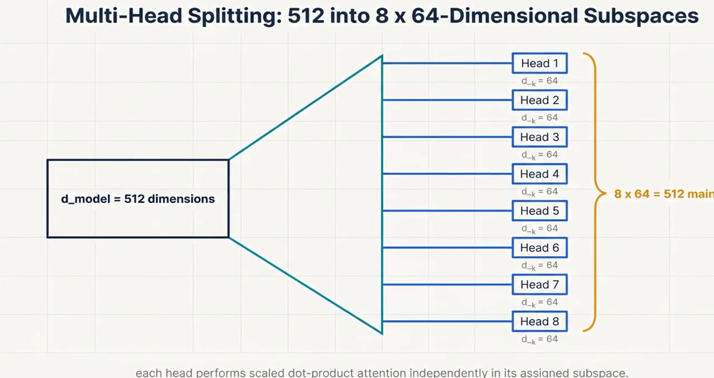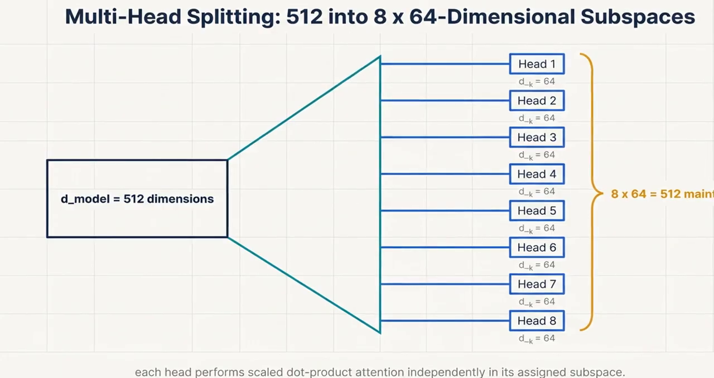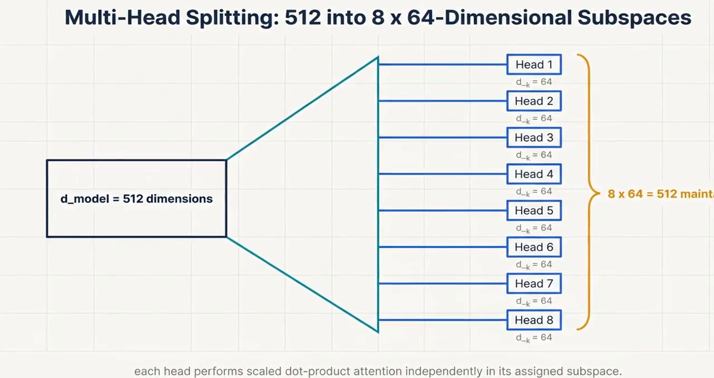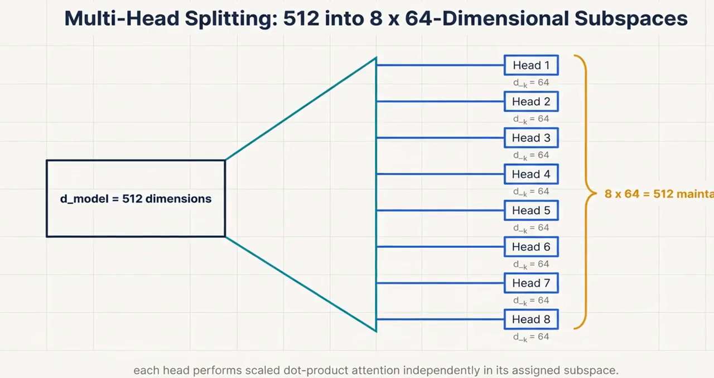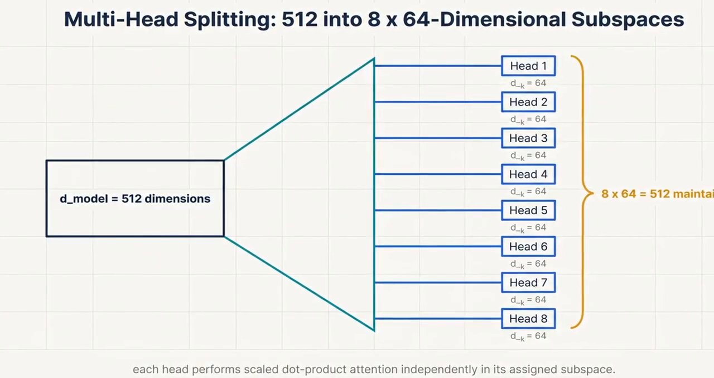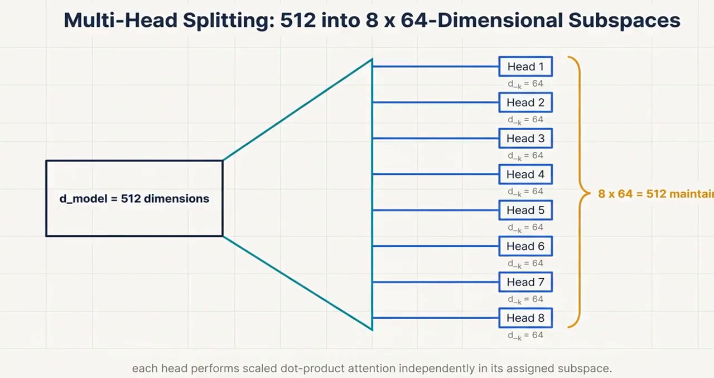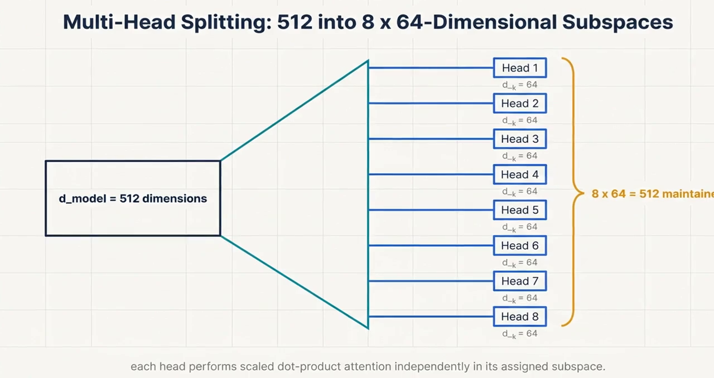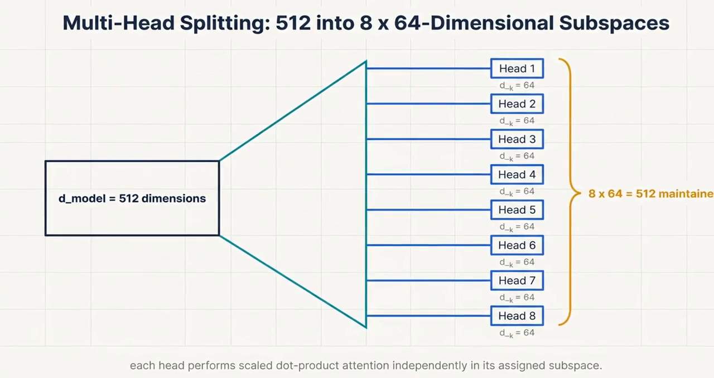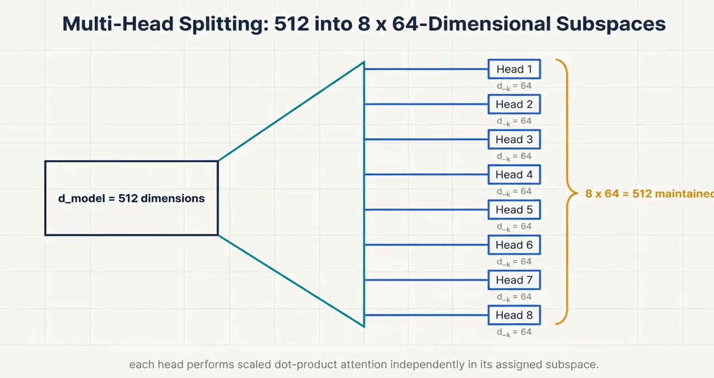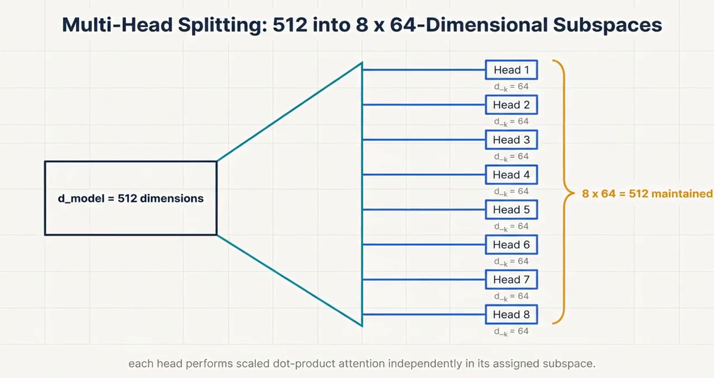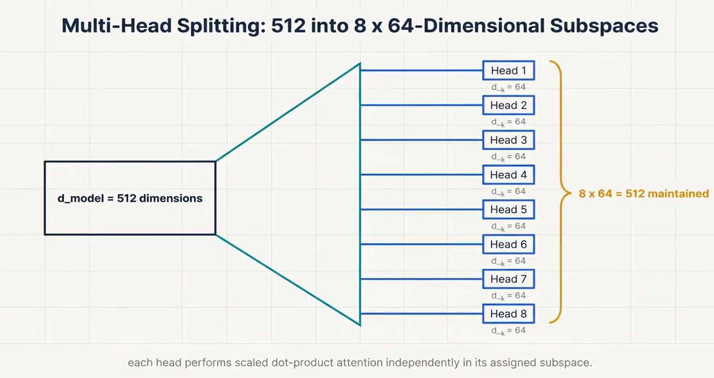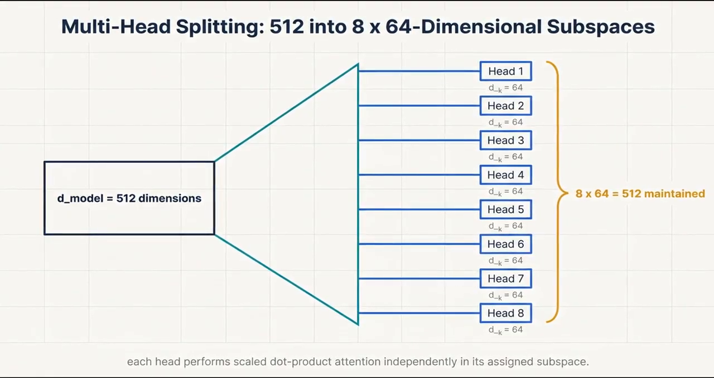Instead of performing a single attention function with high-dimensional queries, keys, and values, the model projects these vectors into lower-dimensional subspaces. For example, if our total representation dimension is 512 and we have 8 heads, we project our inputs into 8 different 64-dimensional spaces. Each head then performs the scaled dot product attention independently in its assigned subspace.